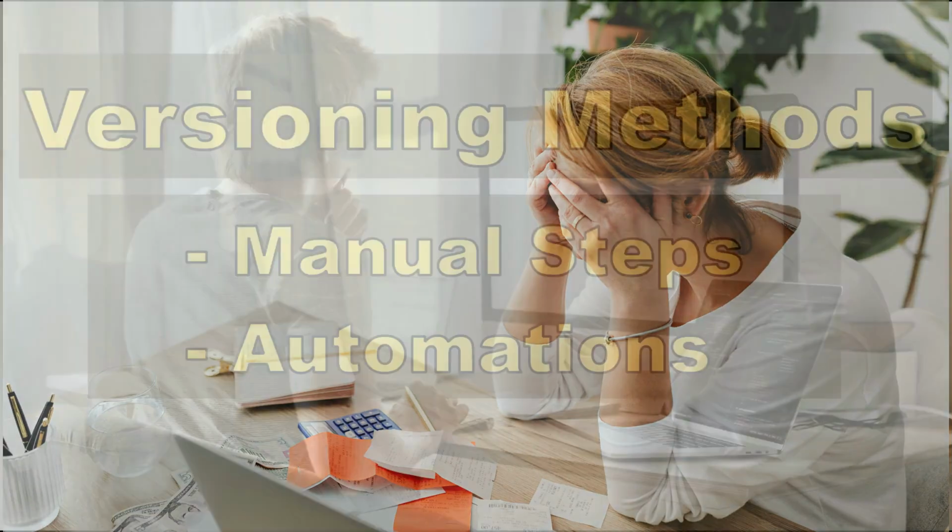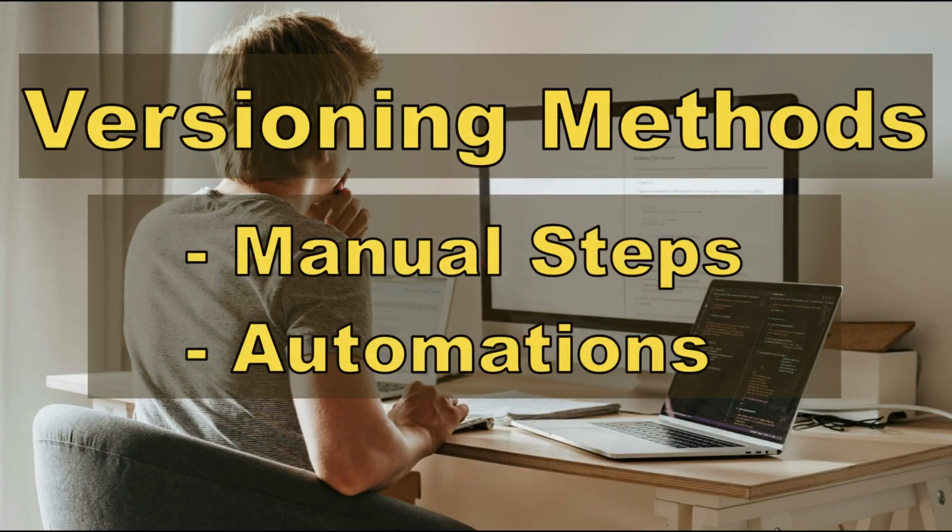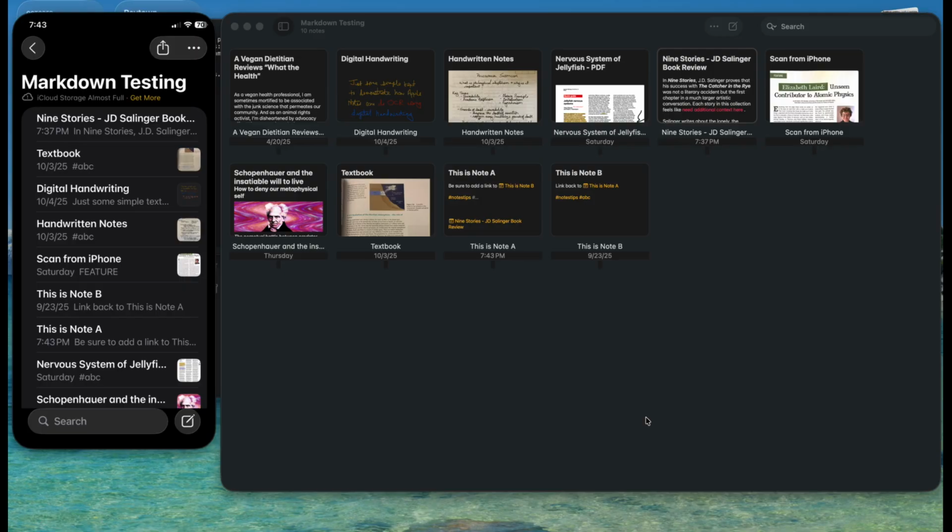So in this video, I'm going to show you a couple of ways you can actually version notes. The first ones are going to be manual, but there are some automations you can do, and this will hopefully help you. So in case, for whatever reason, you lose a note, you can recover some part of it. All right, let's just start with a simple example. This is going to be the manual way you can version a note.